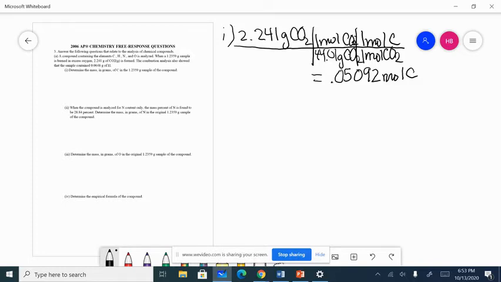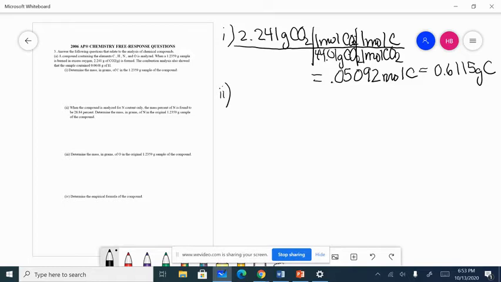If you went straight to grams, that's fine. You just need to have one more conversion factor where you multiplied by the molar mass. But I know I'm going to need grams and moles, so this is going to be 0.6115 grams of carbon. That's the answer to the first question.